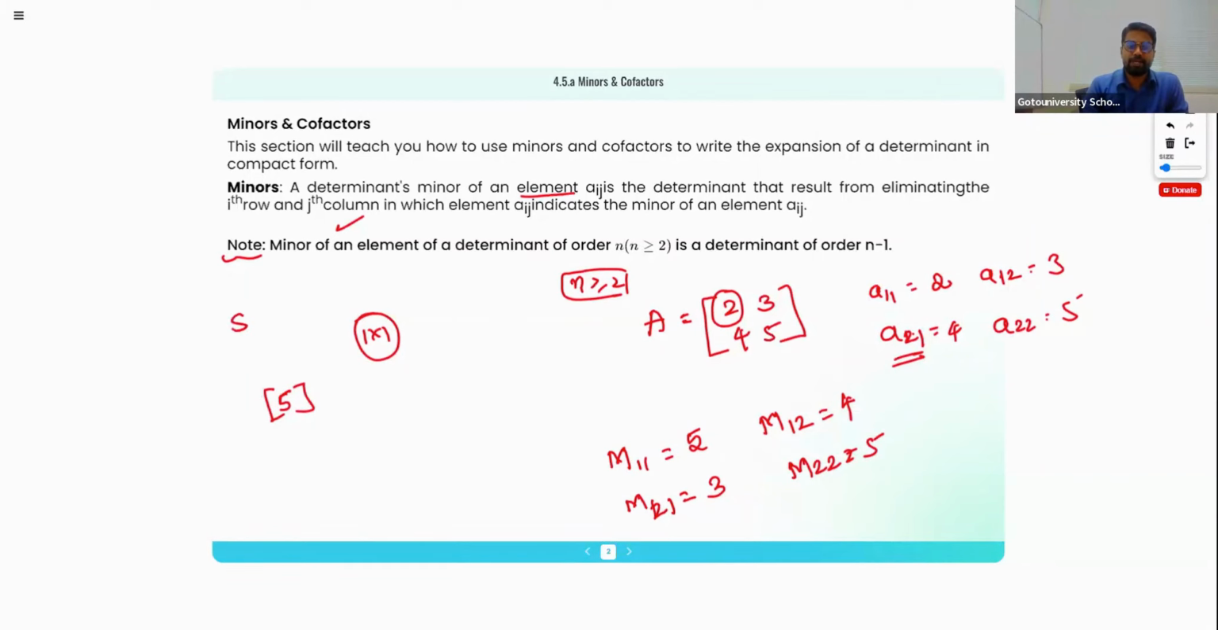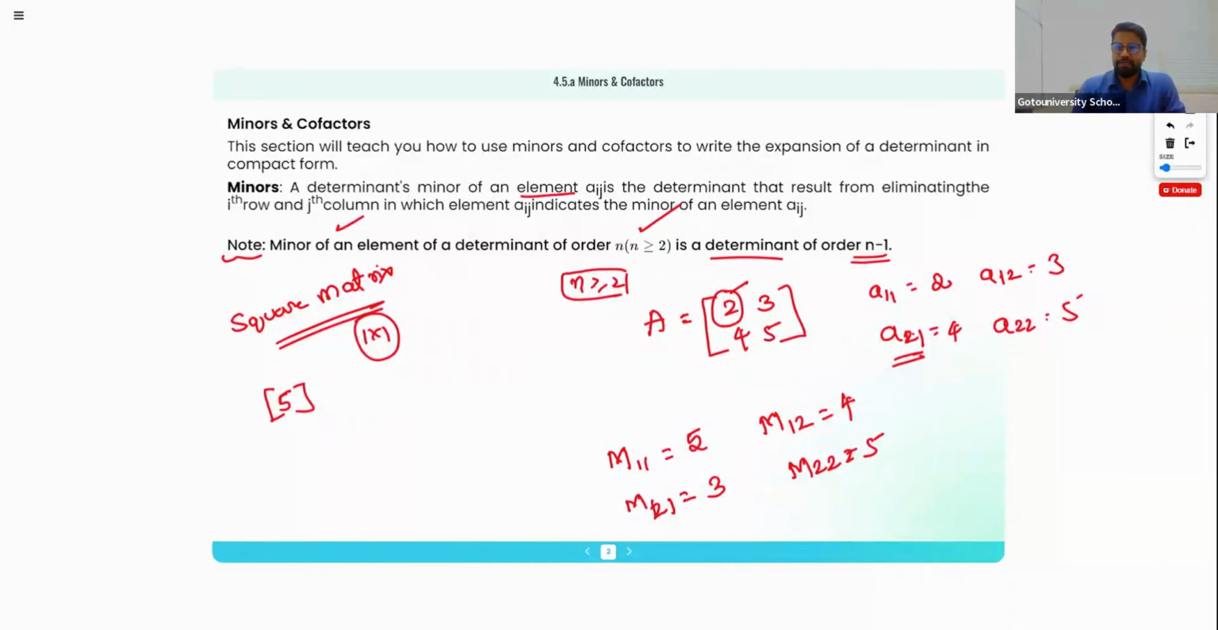That is why minor is defined for a matrix, specially what kind of matrix? We are only discussing square matrices in our determinant chapter, right? So square matrix only, and the order should be at least 2 or more than 2. Okay. So the minor of an element of a determinant of order n is a determinant of order n minus 1. So if I take a minor of this, I'll get a determinant of order 1 cross 1, right? So this is the minor of this.